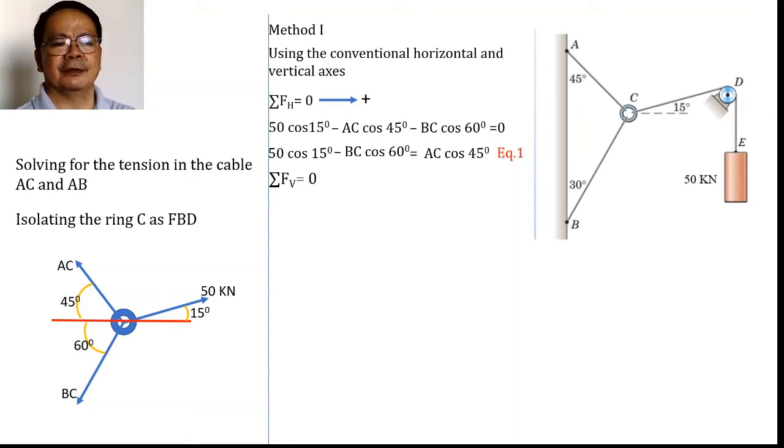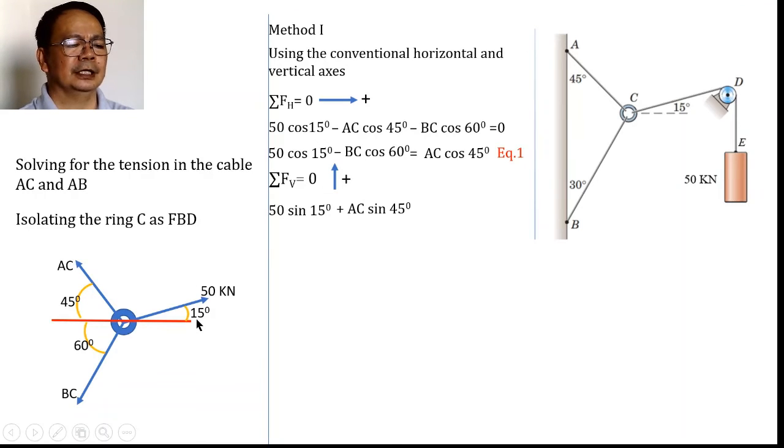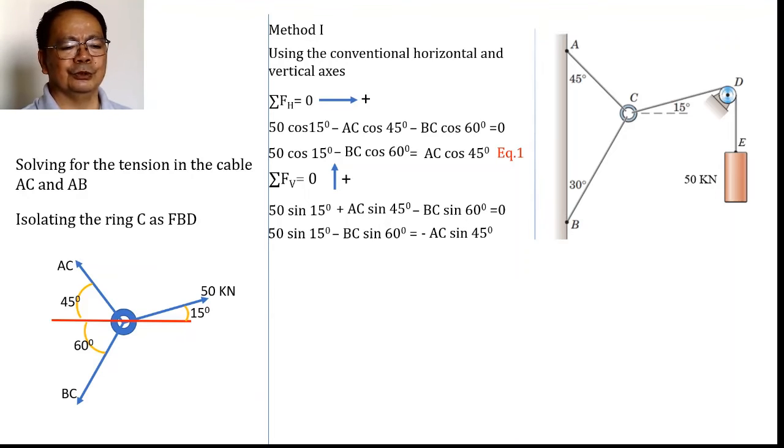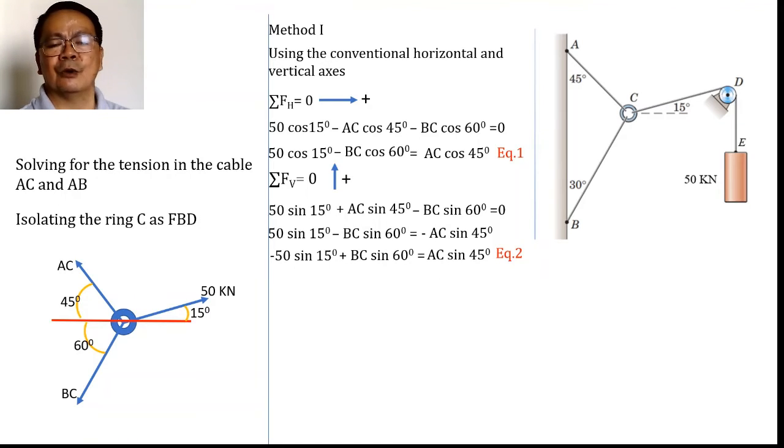Let us now apply the summation of force vertical equal to 0 and treat vertically upward as positive, so that this force will have a vertical component upward, that is 50 sine of 15, and this one will have AC sine of 45, while this one is minus BC sine of 60 equal to 0. If AC will be transposed again to the right hand side of the equation, then this becomes 50 sine of 15 minus BC sine of 60 shall be equal to negative AC sine of 45. Instead of having this as negative, I will multiply both sides of the equation by negative 1. Therefore, this becomes negative 50 sine of 15 plus BC sine of 60 shall be equal to AC sine of 45, and let us consider that this is our equation 2.